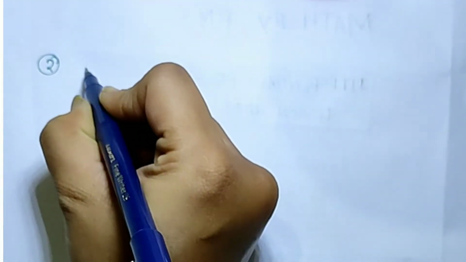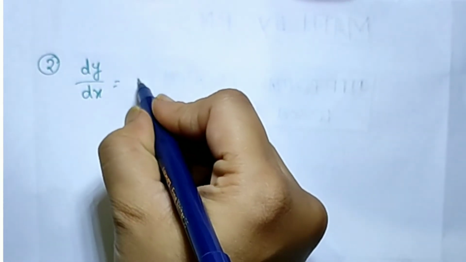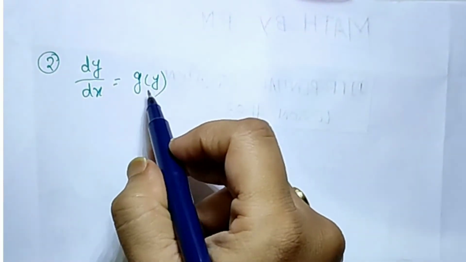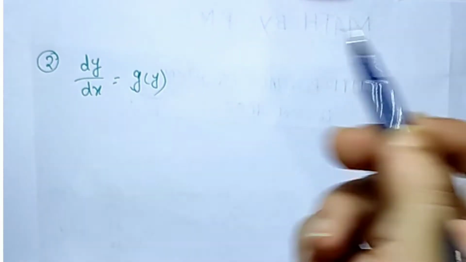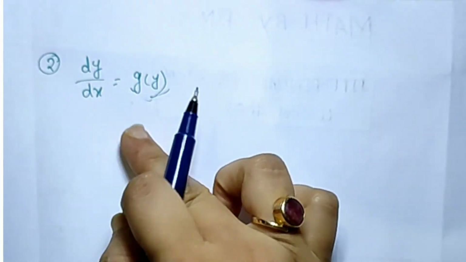Now the second type. What is the second type? dy by dx is equal to g of y form. To integrate this function, which is a function of y, we need the integrand as dy.